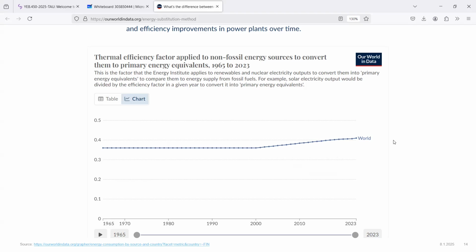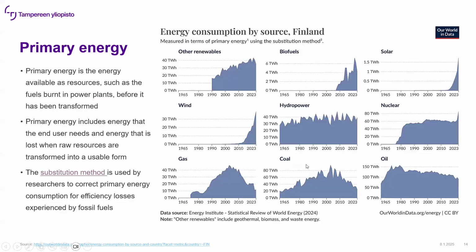If you have 3 units of coal power, you lose a lot of it, but you don't lose in a similar way from solar and wind power. So that's why in these statistics, they are using this substitution method. And in here, you can see Statistical Review of World Energy 2024, other renewables, measured in terms of primary energy using the substitution method.